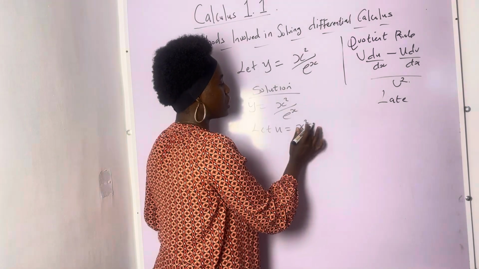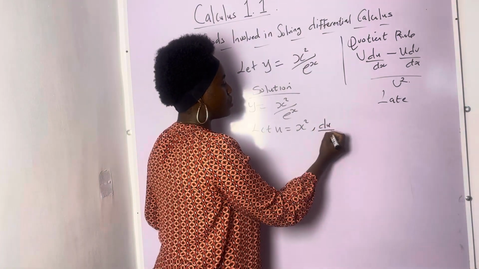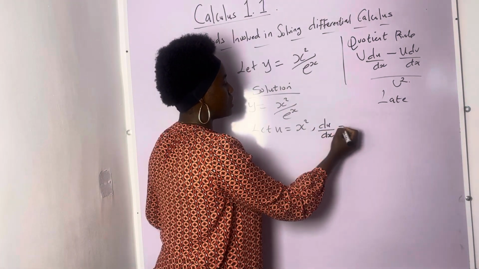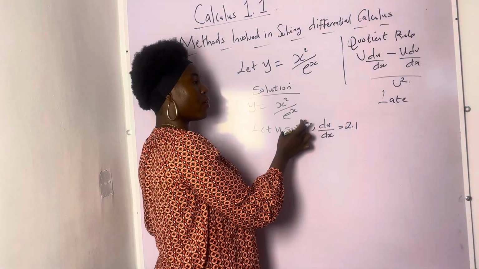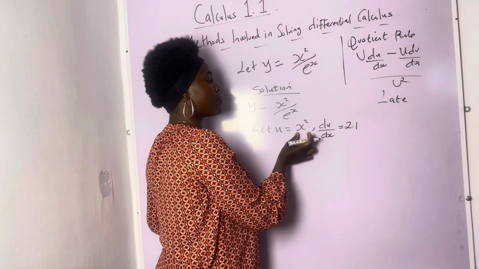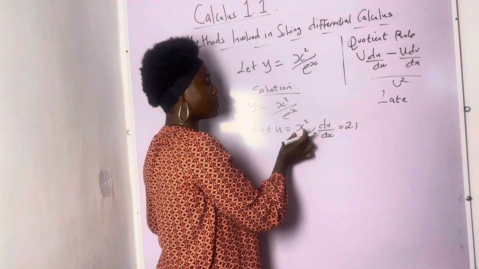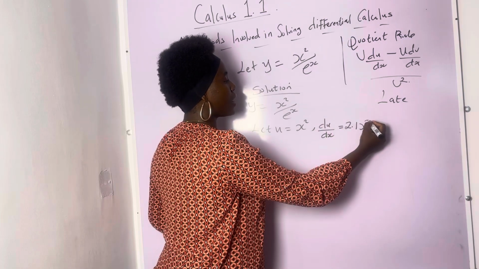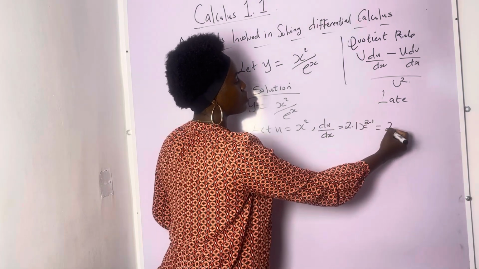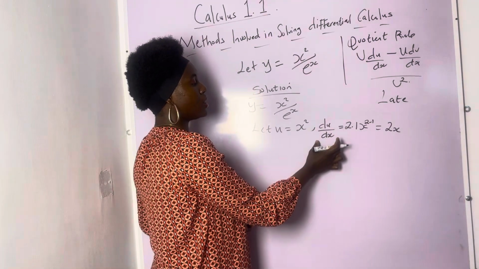So that when you differentiate this, I have du with respect to x. Differentiating this is simply 2 multiplying by 1. The power of x here is 2. We bring it down and multiply by the coefficient of x, which is 1. So 2 times 1, then you subtract 1 from the power of x. So x to the power 2 minus 1 gives us 2x. So our du/dx is 2x.